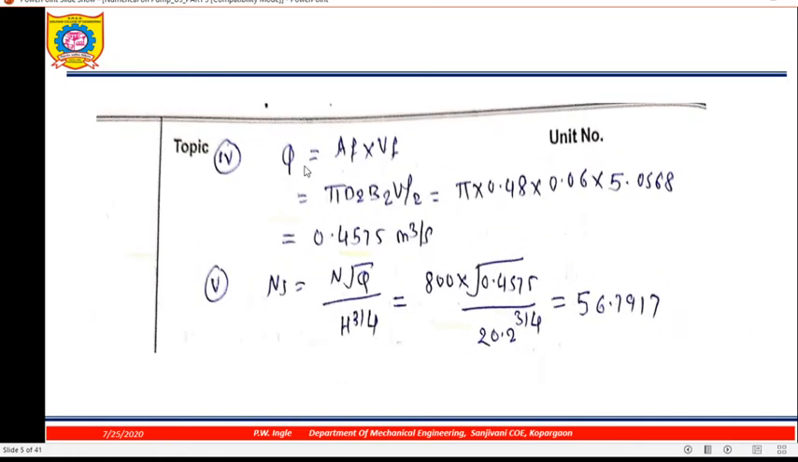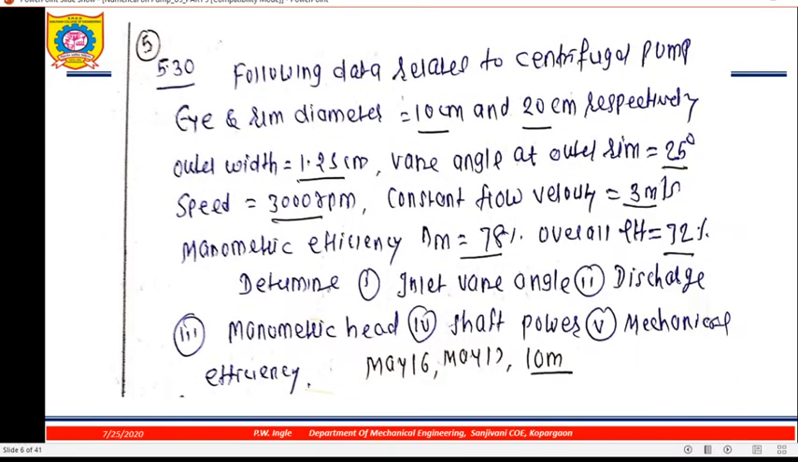Now next, Q. So it is Af into Vf, so pi D2 B2 into Vf2. And then specific speed. So it is N root Q upon H to the power 3 by 4. In case of turbine, the equation is N root P upon H to the power 5 by 4. So this is the difference between the equation of specific speed of pump and turbine. Okay, now we'll solve the next problem.